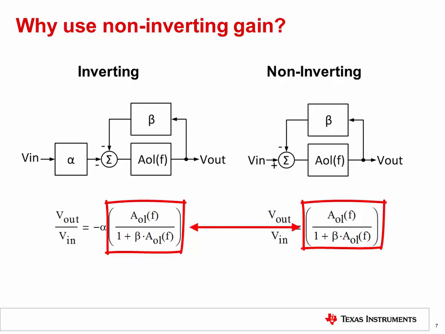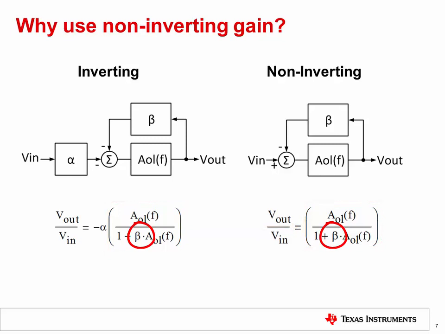Furthermore, since AOL is the same in both cases, the bandwidth is set by beta. Remember from the previous video that 1 divided by beta is the non-inverting gain and equals RF divided by R1 plus 1. Thus, the non-inverting gain sets the bandwidth for both the inverting and non-inverting configurations.